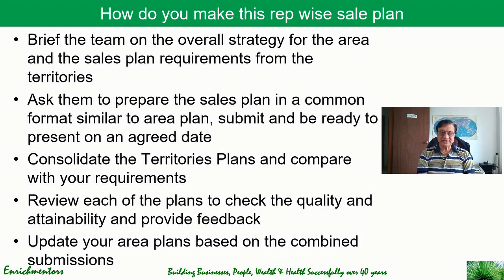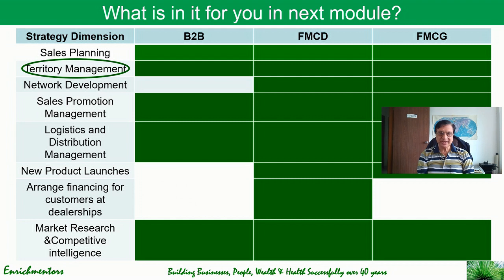So what do we do next? In the next module, we will look at the second part of detailing that you need to do, in terms of how you can manage these reps or their territories through them. And this is the common thing that goes across all three categories of businesses: B2B, FMCD, and FMCG. And that's what we will take a look at in the next module.